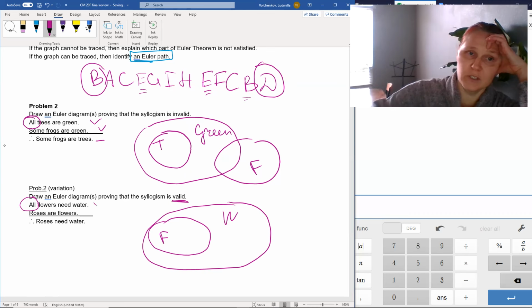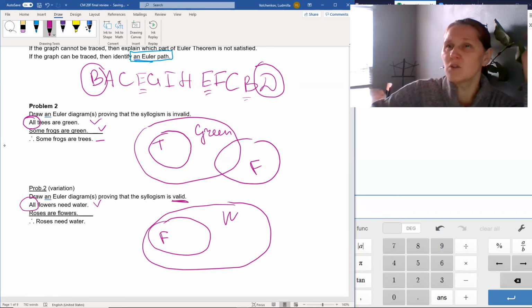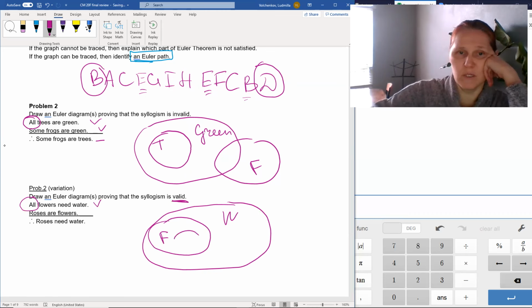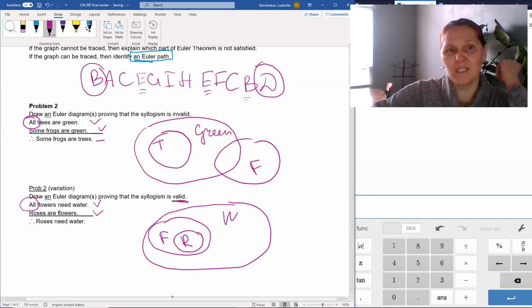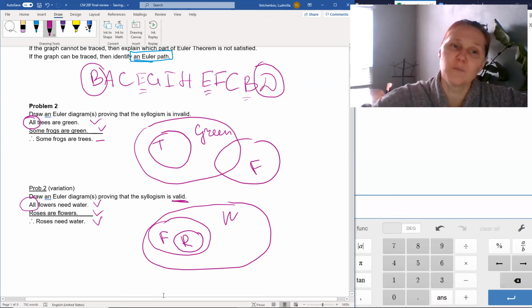The second premise, roses are flowers. It means that it is actually the same as all roses are inside flowers, and it is only one way to show this. We have only one way to show the two premises, and we can see that roses need water is also satisfied. So this picture shows that the syllogism is valid.